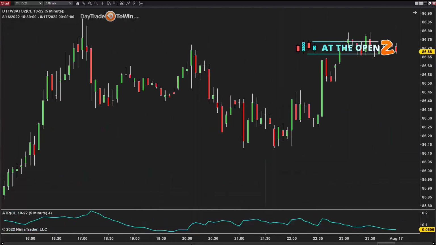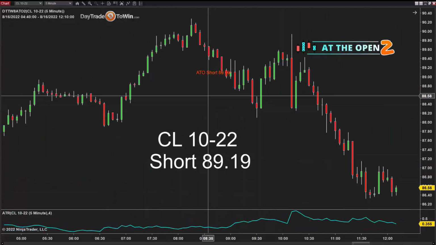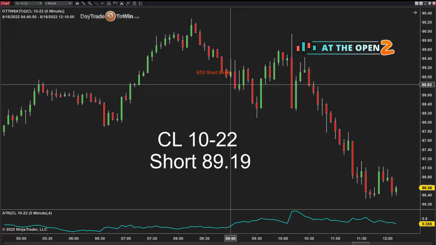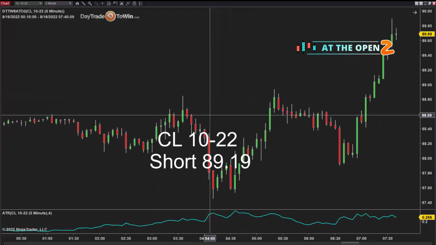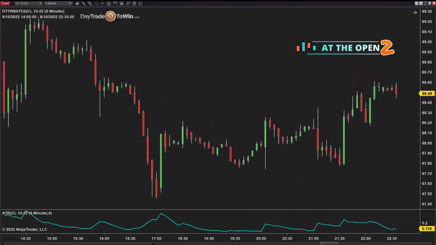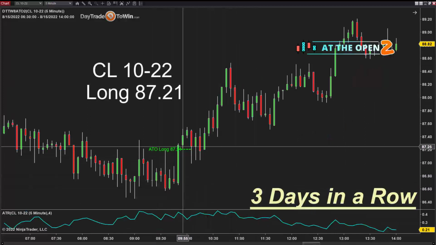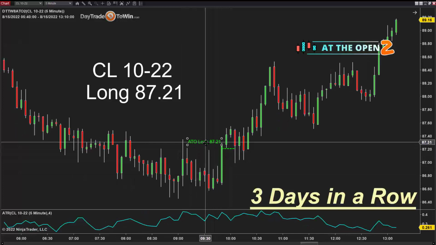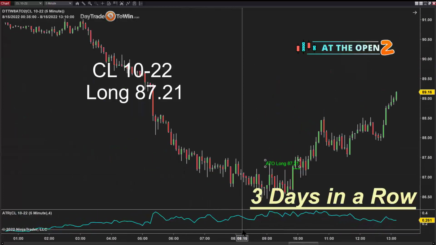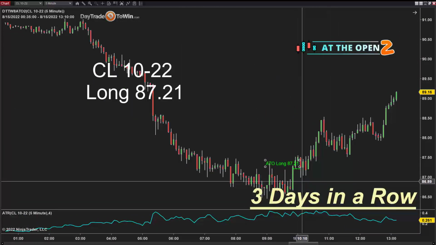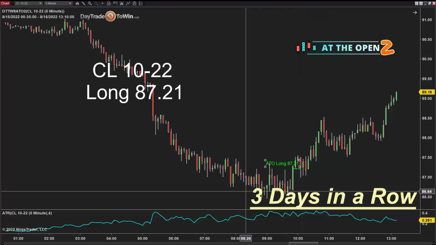And let's take a look at yesterday, see what that looks like. For the crude oil, a short, again, roughly about 9 o'clock to go short. And let me take a look at a third day, so 3 days in a row. This would be long at 87, what is it here, 87.21. So you can see that and this happened a little bit later on, about 10:05.